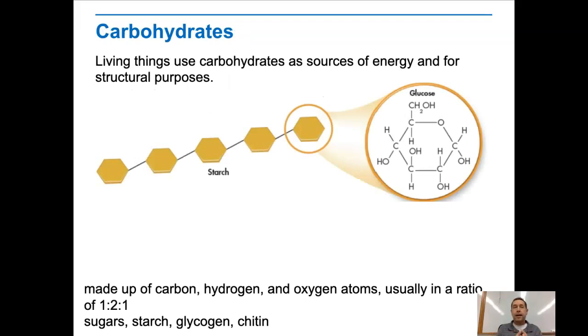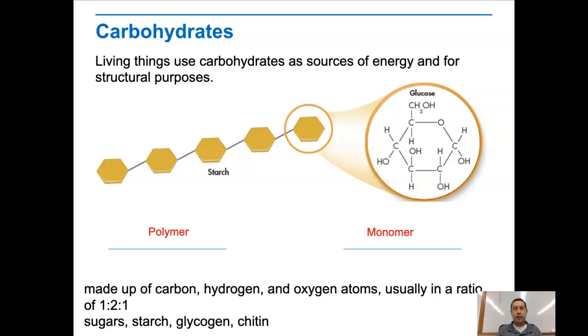So the first class of carbon compounds we're going to look at are carbohydrates. Living things use carbohydrates as a source of energy and for structural purposes. They're made up of only 3 kinds of atoms: carbon, hydrogen, and oxygen, usually in a ratio of 1 to 2 to 1, carbons to hydrogens to oxygens. They make up things like sugars, starch, glycogen, which is a storage form of sugar for animals, and chitin, which is a structural carbohydrate that makes up the exoskeleton of insects and other animals.